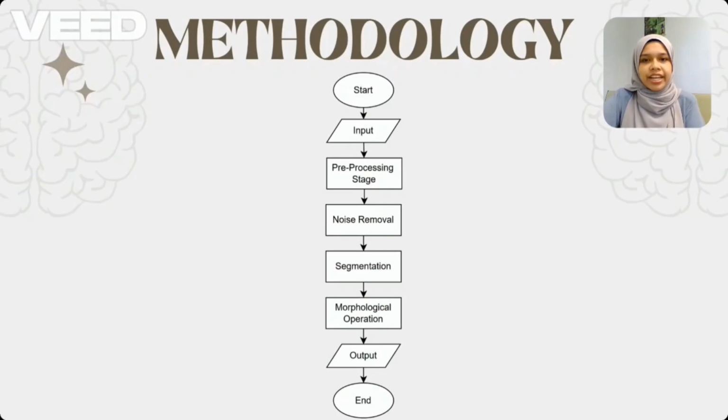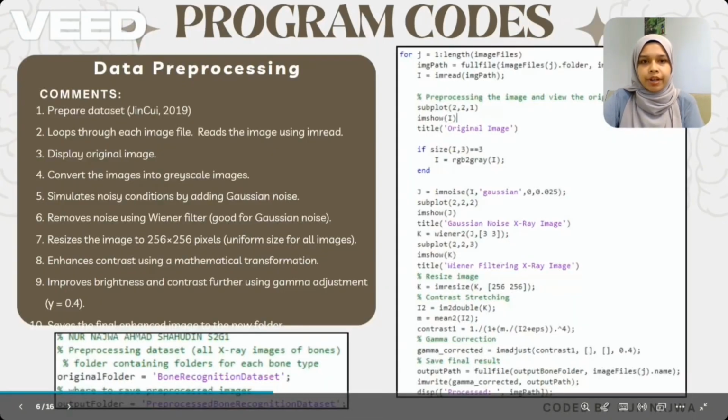Assalamualaikum, my name is Nur Najwa and I'm going to continue about the methodology. So here we have start, then we input. We have the pre-processing stage of the image, noise removal, segmentation, morphological operation, and the output. Next is the program codes.